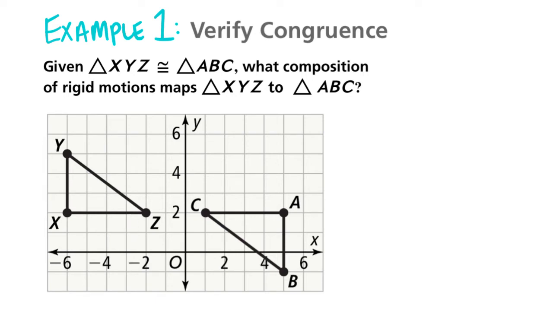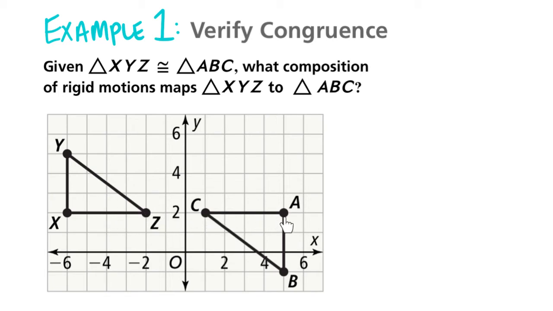So the first thing I'm going to notice here is that my triangle XYZ is not facing in the same direction as triangle ABC. So I can't just translate it, because when I just translate objects, their orientation doesn't change. They don't change the way they're facing.